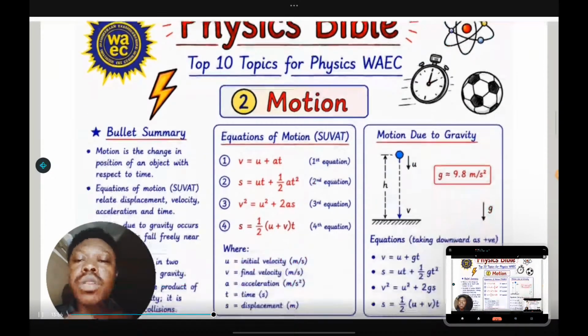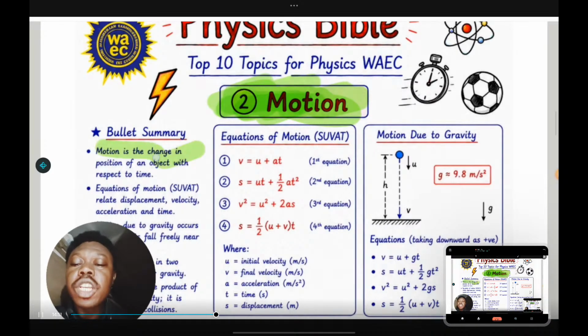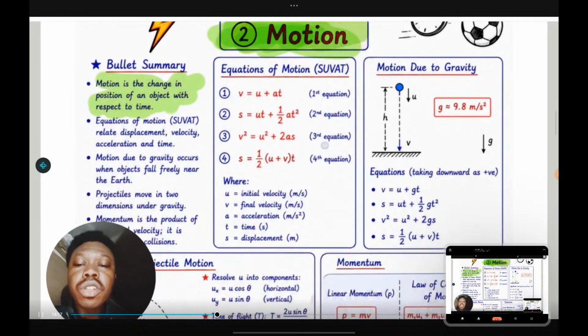Next, we go to motion. This is one of the topics you expect from WAEC. This topic is one of the topics that is frequent in WAEC. Now, motion is a change in position of an object in respect to time. So as object begins to change their position, what happens?